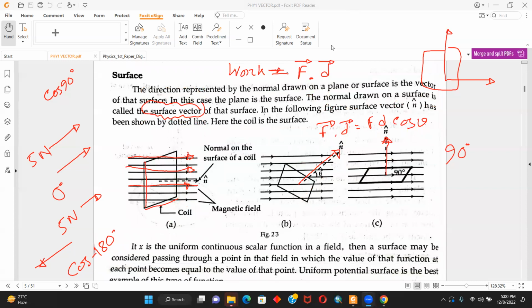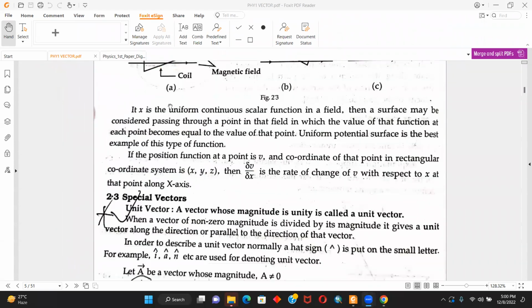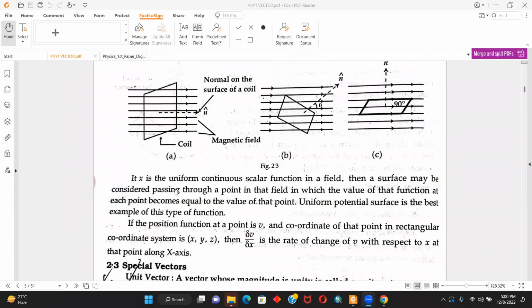Okay, so just compare two or more topics. You're a busy man. Okay, let's just go on real quick. If x is the uniform scalar function in a field, then a surface may be considered passing through a point in that field. As I said, the angle would be 0 degrees, right? If x is the uniform continuous scalar function, then a surface may be considered passing through a point in that field. Its surface vector is considered passing through that field.